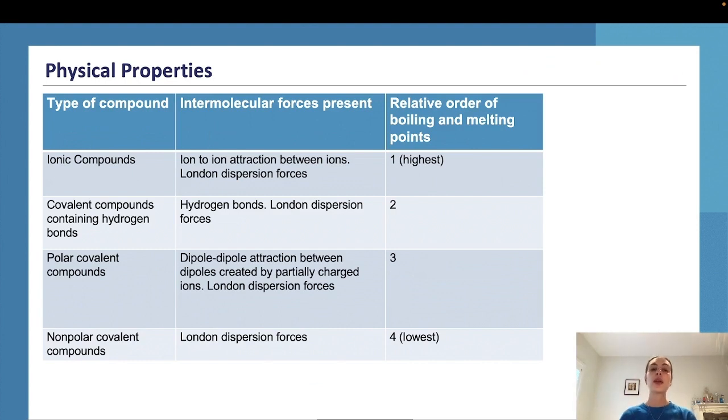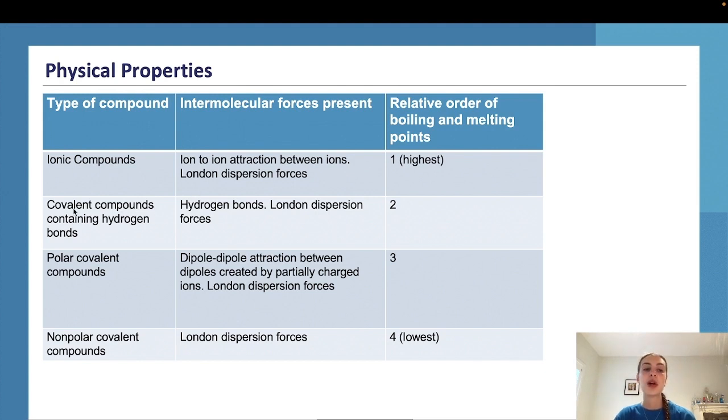And so we can look at the physical properties of organic compounds depending on what their intermolecular forces are. We've got ionic compounds, and they've got ion-to-ion attraction between the ions, and they've also got London dispersion forces. We don't really look at ionic compounds in too much depth, but they do have stronger than hydrogen bonds, and so they will have the highest melting and boiling points because of the ion-to-ion attraction between those particular ions. We just need to know that they exist and that the ion-to-ion attraction is stronger than hydrogen bonds.